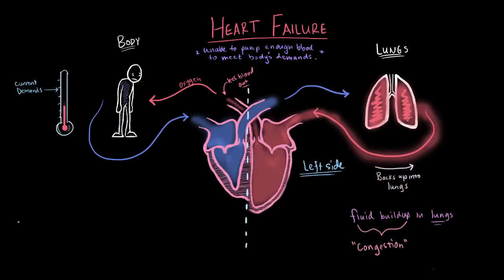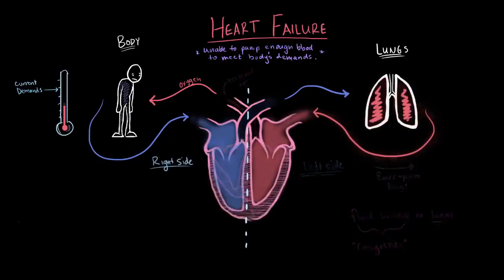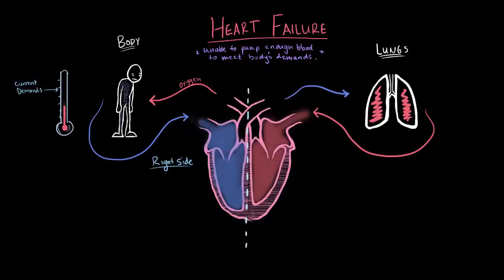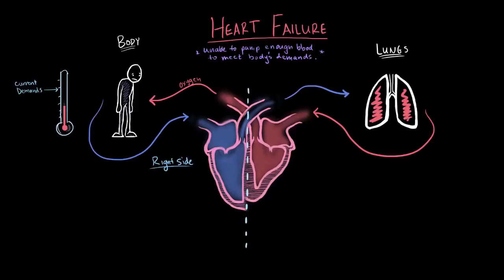Alright, so that was left-sided failure. Let's take a look at right-sided failure. Again, I'm just going to show systolic failure, but let's note that this can happen with either systolic or diastolic. This time, since we know that the right side pumps blood to your lungs, we also know that it comes from the body. And since it doesn't pump blood as well to the lungs, we have that traffic jam situation again, but this time it gets backed up into the body.